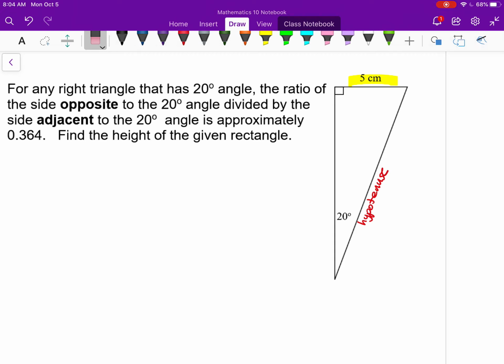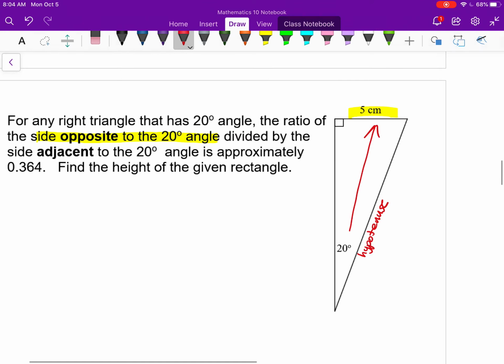Well, the side opposite to 20 degrees is what I've highlighted in yellow. Literally, here's my 20-degree angle. That side over there is opposite from it. That phrase opposite means it's the side that is across from it. So this side right here we say is opposite to 20 degrees. And the phrase adjacent to 20 degrees, that's this side right here. That's the side that's right beside, but not the hypotenuse. So we say this is adjacent.